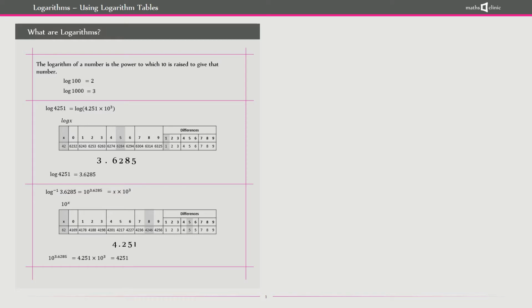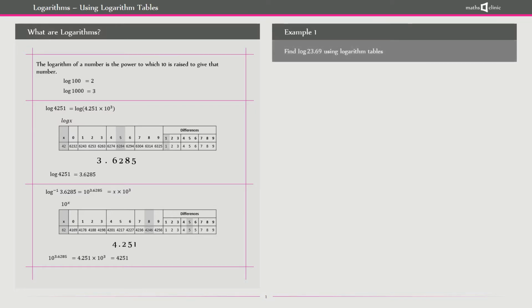So we've learned how to find the logarithms of numbers using logarithm tables. We've also learned to find the antilog of numbers, i.e. reversing the logarithm process using antilog tables. And now we're going to go ahead and solve some examples.